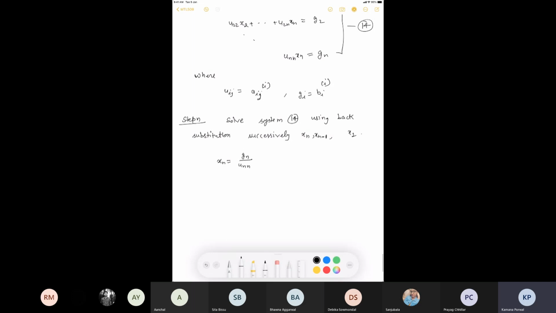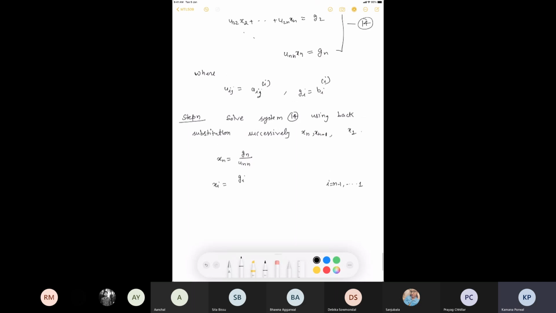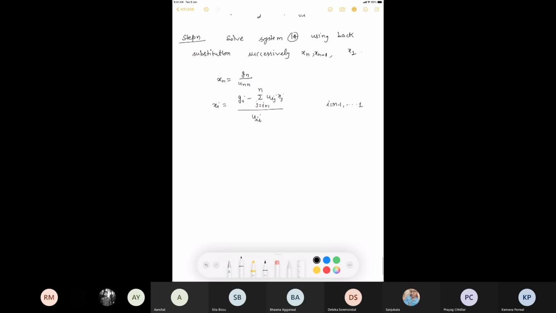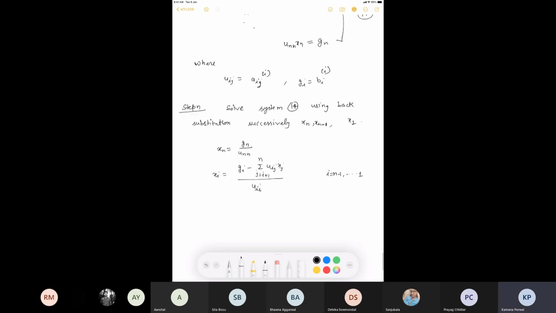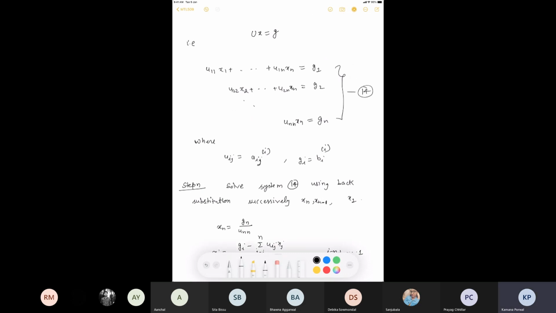I'm going to write this in terms of these u_ij's themselves, and x_i's are going to be, for any i from n minus 1 down to 1, computed by this: g_i minus the summation of u_ij x_j, where j is varying from i plus 1 to n, divided by u_ii. Okay, so this is the algorithm for the Gauss elimination for an n by n system.